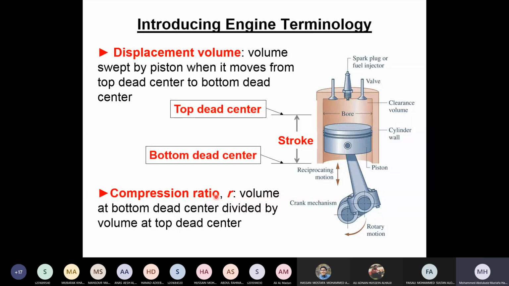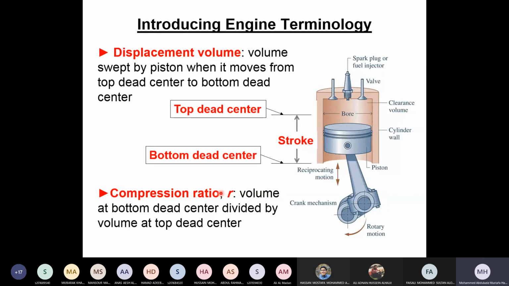What's the compression ratio? Either you go to your car and see the catalog, or imagine you want to buy a car, choose the car, and then either visit a shop and get the specifications. You will find the specification is compression ratio. Or you go to the internet and get this value.